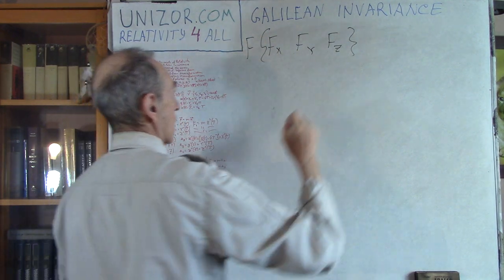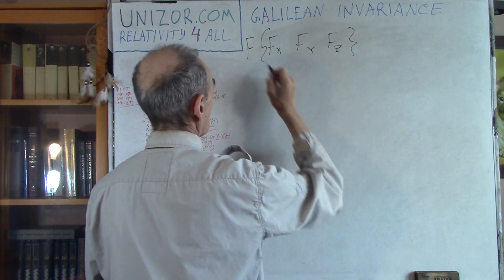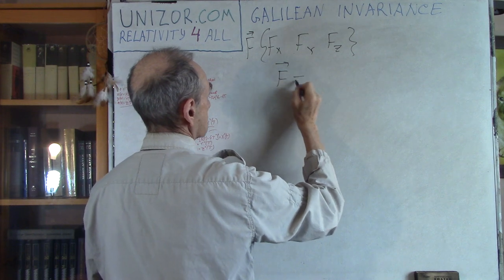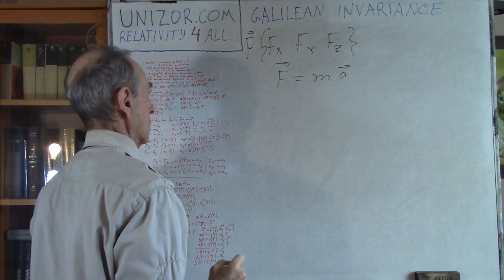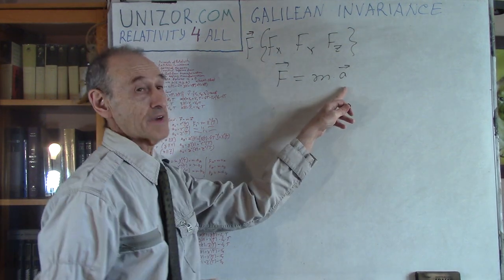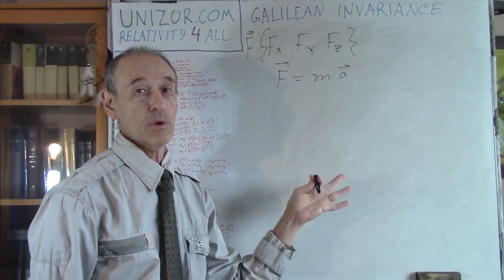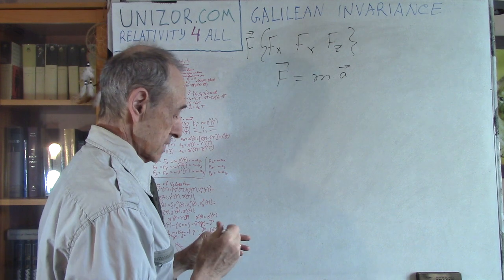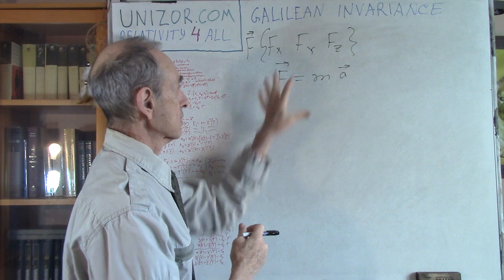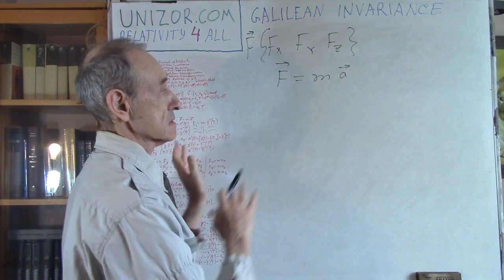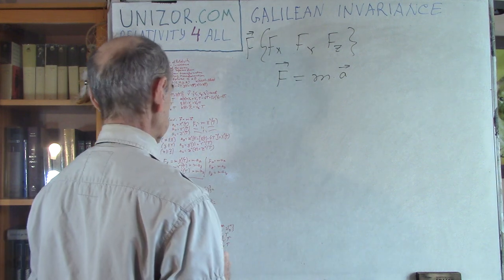Okay. Now, obviously, vector F is equal to m times a, where a is the acceleration vector, F is the force vector, m is the mass of the object. So this is the second law of Newton. So let's see how it will be transformed from alpha system. So let's consider this is alpha system. Let's think about how it will be transformed into beta reference frame.